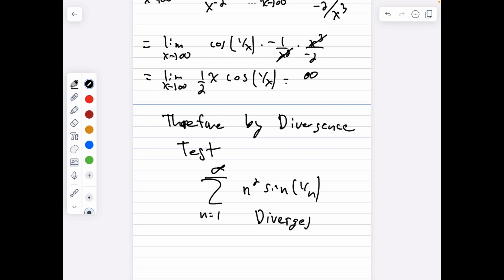Now this test works, as I said, really well when the limit doesn't equal 0, because you're done. Unfortunately, for most series, when you take the limit of the sequence, it's going to go to 0, just the way it is. So you won't use this test an awful lot, but when you do have the chance to use it, go ahead and try to do so.